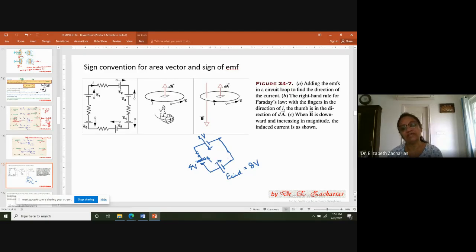So what will be the net EMF? Can you see this entire thing in a series? So 8 and 2 will add up and give you 10 volts. Okay, you can show it like this. 4 volts. This will become 10 volts.